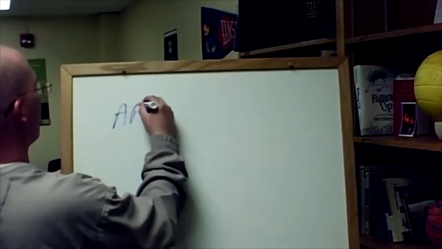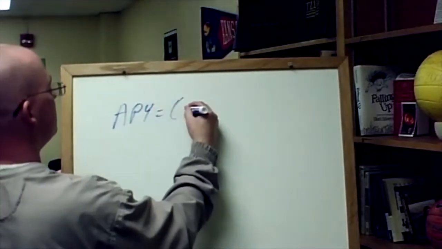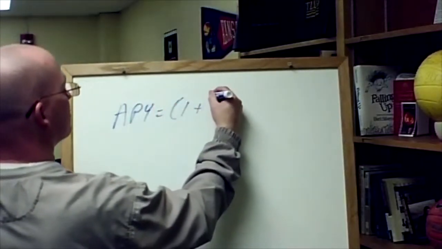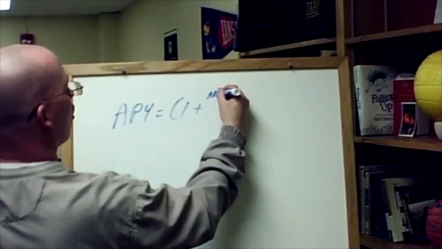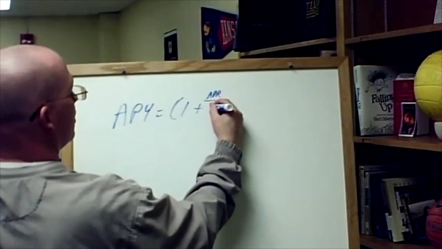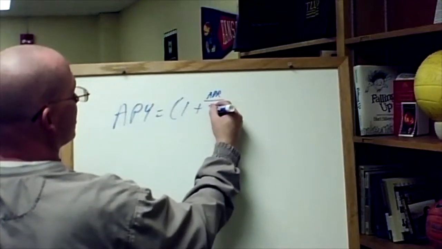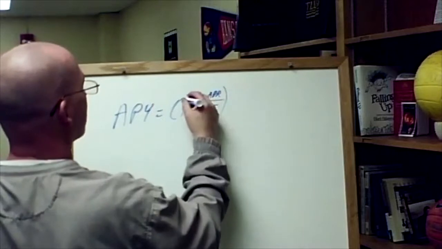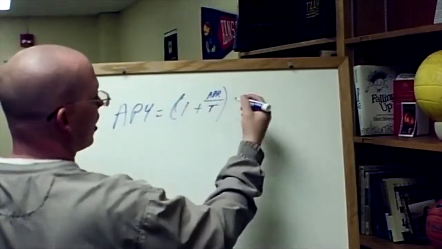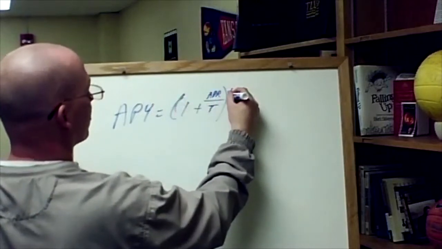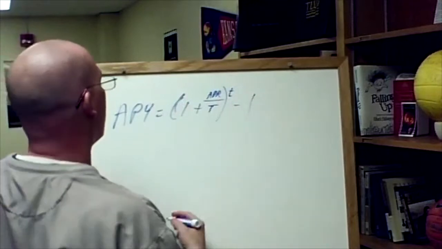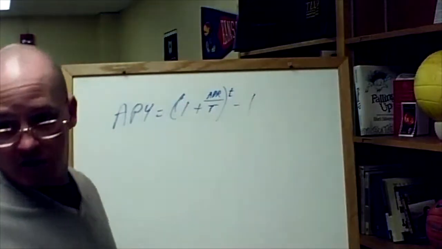Remember, APY formula: 1 plus APR over, I use T, they use N. It doesn't matter because it is a number of times, so whatever letter you want to put in there, minus 1, okay? So that's your formula right there.